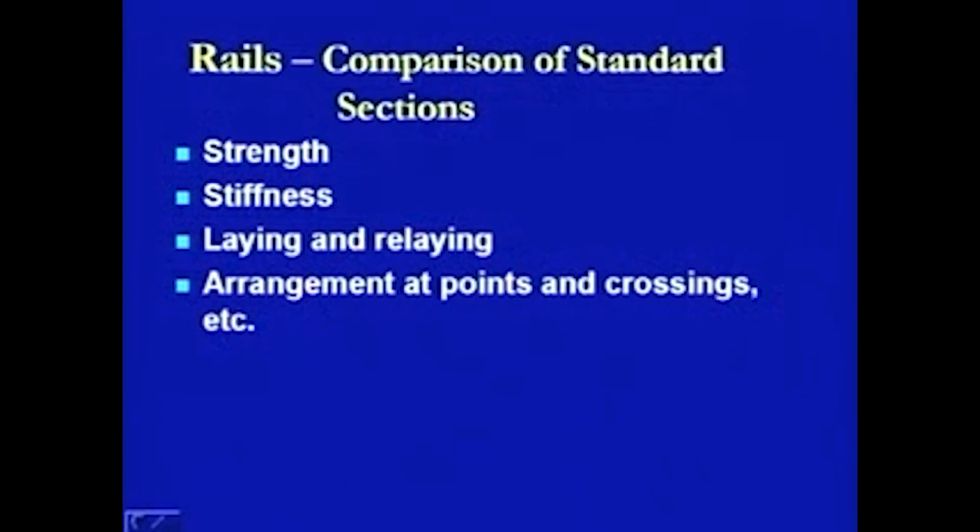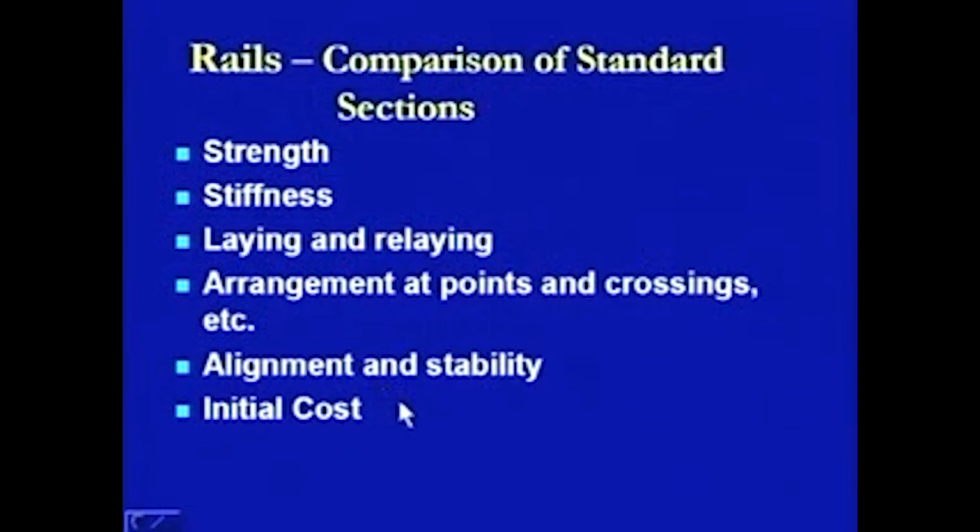Arrangements at points and crossings is another important aspect for the comparison, because to make a change in direction we have to look at this aspect. Alignment and stability: stability is much greater in the case of flat footed rail sections, and because of that there are chances of better alignment in this one. Initial costing is another aspect, because cost is the prime factor in starting with anything, whether it is laying or relaying of any component or the track.